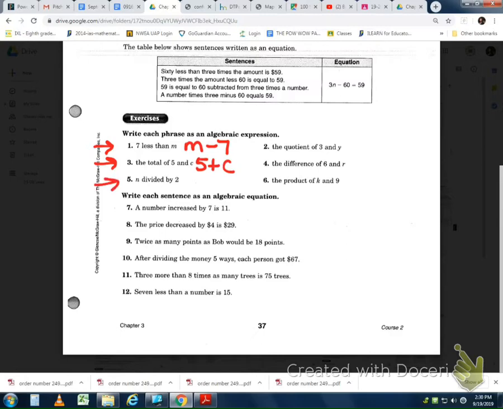Number 5, n divided by 2. N divided by 2. Tevin? 2 divided by n. No, it says n divided by 2. How can I write that? I don't want to switch it around because division, you can't do it in either order. This says n divided by 2. So how can I write that? What's a way to write divided by?